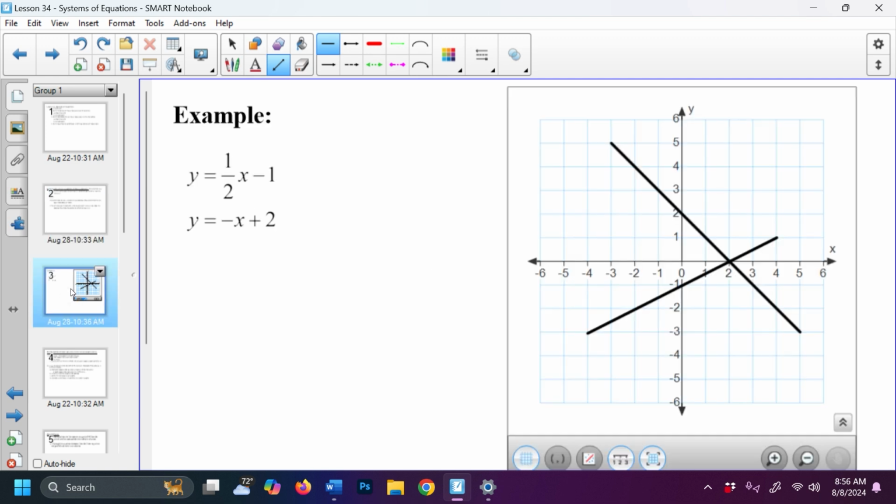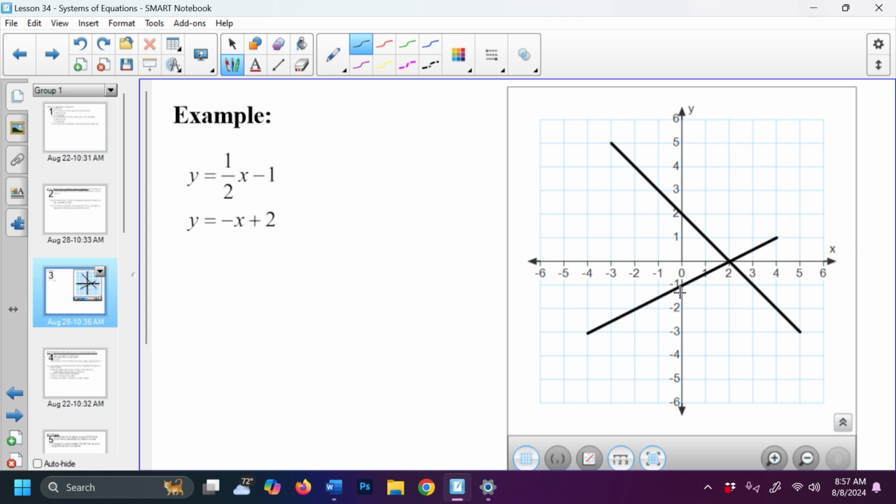In most instances, you'll have a system of linear equations that look kind of like this. Now, this system has its equations expressed in y equals mx plus b form. And you can see that I have drawn in on this simple graph these two lines and just the graphical solution. So y equals a half x minus 1.